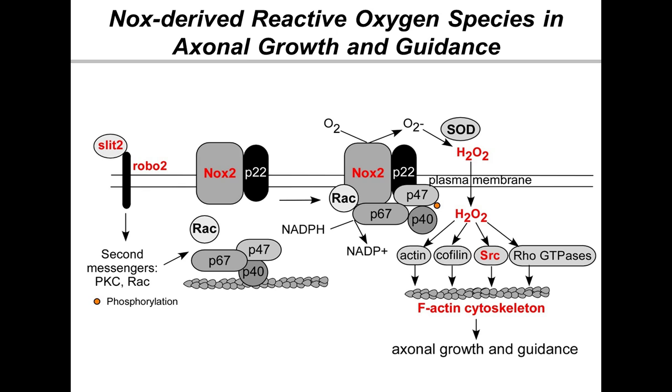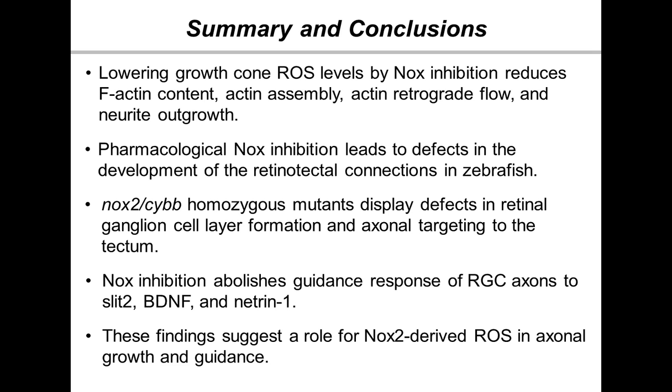So this is the pathway we think about. SLIT2, the guidance cue, binds to receptor ROBO2, starting a signaling cascade that ultimately activates Nox2, producing superoxide and hydrogen peroxide, and then ultimately affects downstream target proteins such as cytoskeletal proteins and signaling molecules such as SRC, which ultimately affects axonal growth and guidance. So that's our current model.